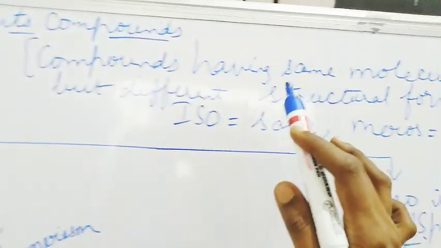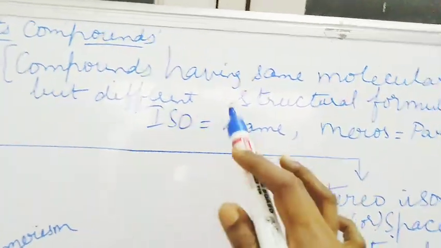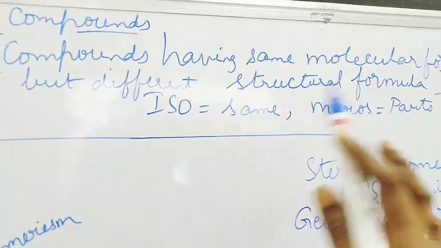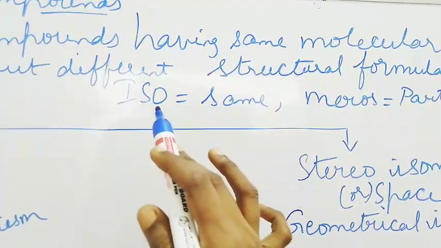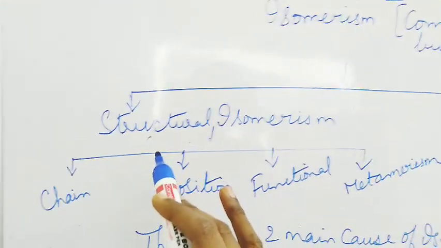Isomers means the compounds which are having the same molecular formula but different structural formula. Structure will be different, but they will be having the same molecular formula. Actually, iso means same, meros means parts, and the phenomenon which is dealing with these type of compounds, you call it as isomerism.